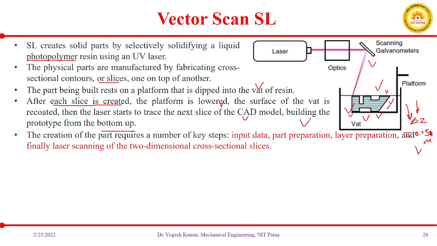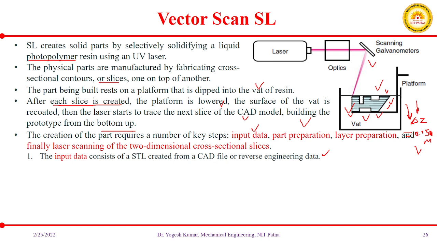The creation of parts requires a number of key steps: input data, part preparation, layer preparation, and finally laser scanning of the two-dimensional cross-sectional slice. In the input data, we have the input data from your STL file, or your CAD file. Input data consists of an STL created from the CAD file, or reverse engineering data.